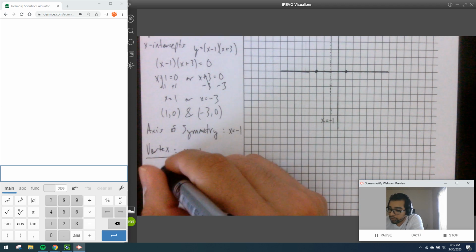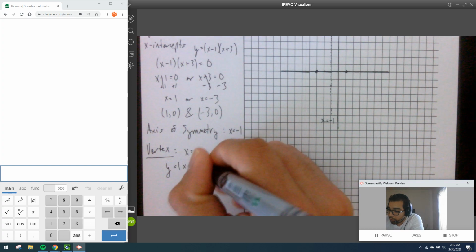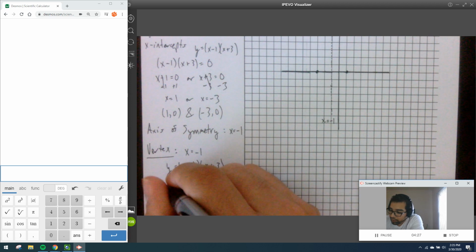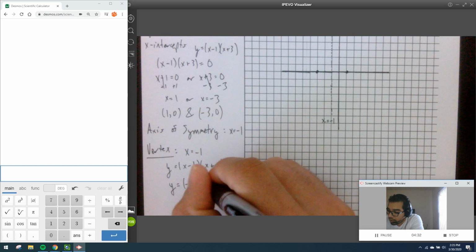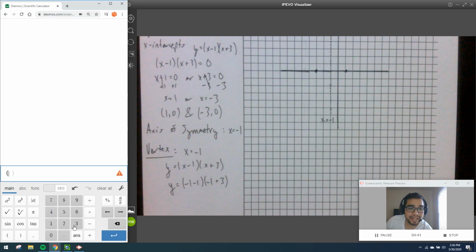So I'm going to use my equation from the very beginning, and I'm going to substitute this value in for x to find the y coordinate. So y equals negative 1 minus 1, negative 1 plus 3. Now I'm going to use my handy dandy calculator right over here. I'm going to put in parentheses, make it look exactly like it is right here. I'm going to put two sets of parentheses. This one's going to be negative 1 minus 1. Right over here is going to be negative 1 plus 3.